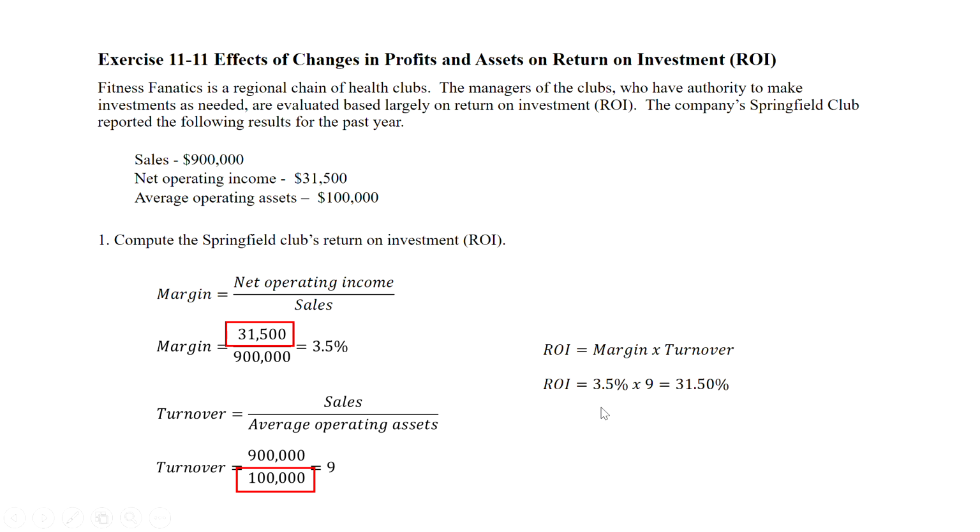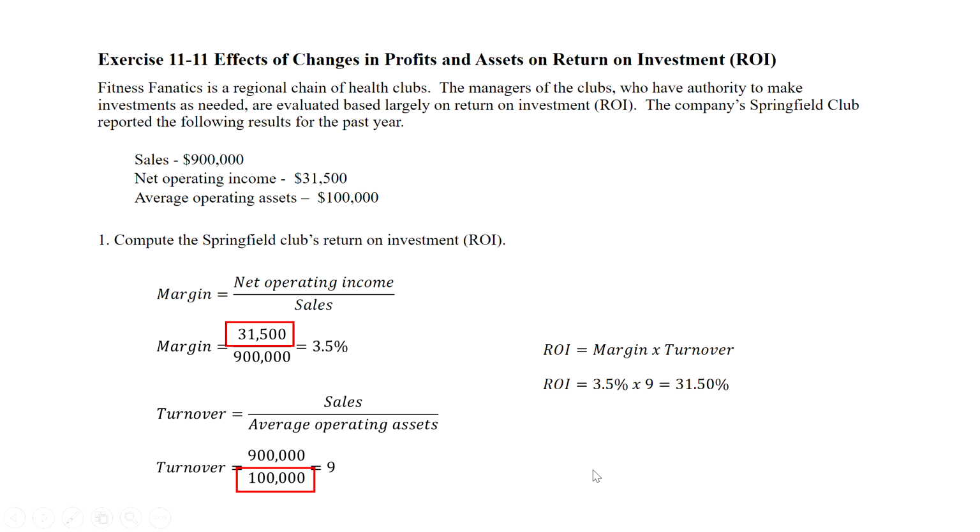Now we did this as a combination of margin and turnover. We could have also calculated ROI directly, and pulling my numbers here from my other formulas, ROI directly would be net operating income, which I could get from margin over here, is 31,500, divided by average operating assets, which again I could have gotten from turnover over here, is 100,000. That also gets us to the end point of 31.5%.